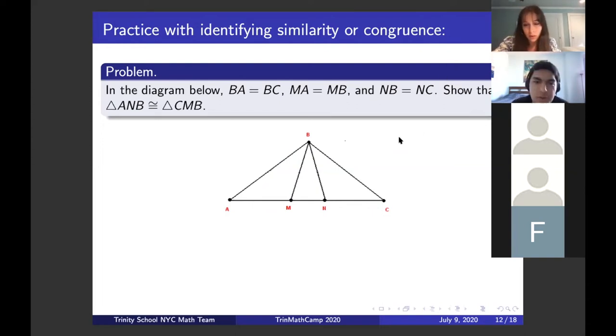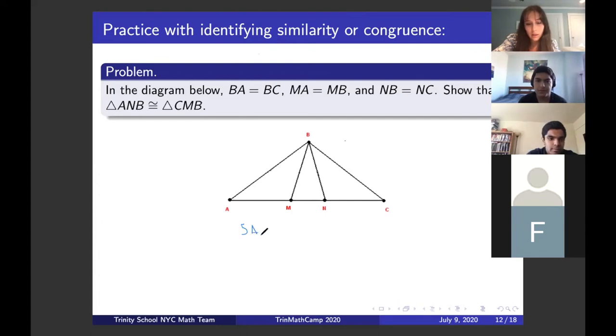Hey Maia, there's a question in the Q&A that says, is SAA the same as AAS? So maybe that's worth clarifying. And the answer is yes, they are the same.